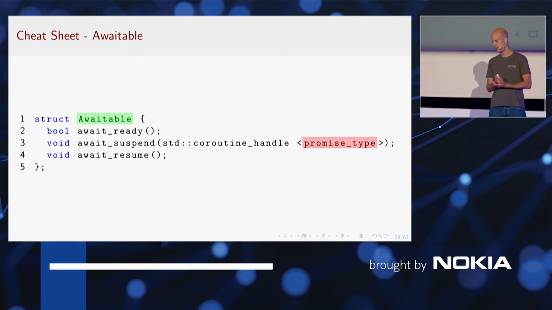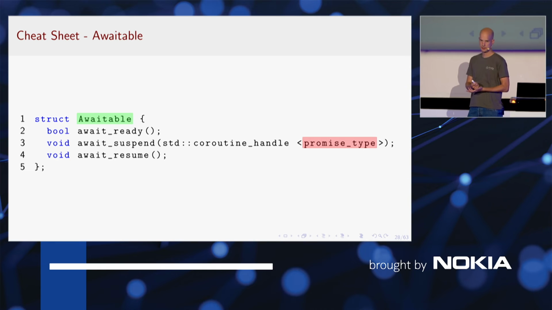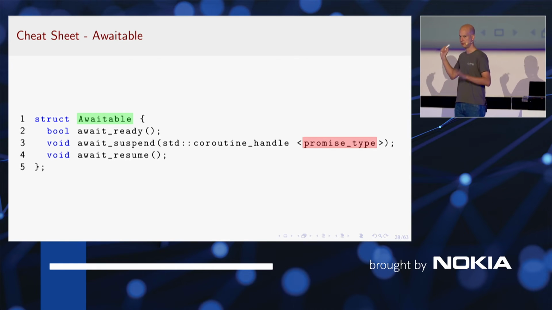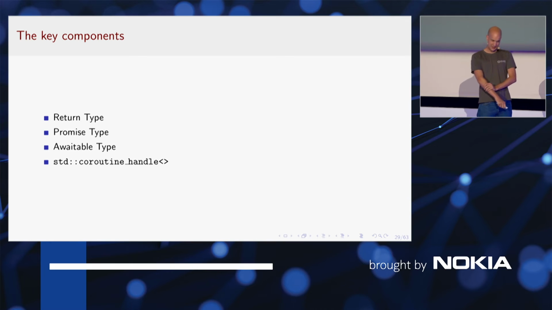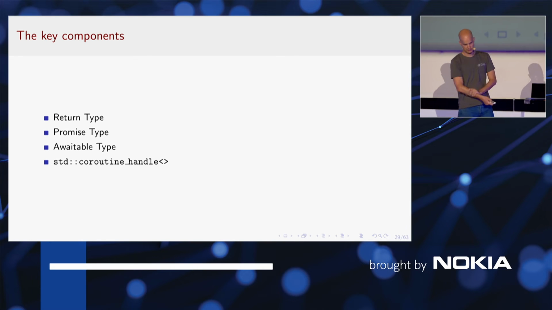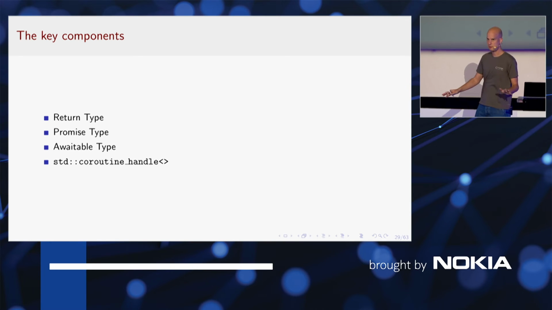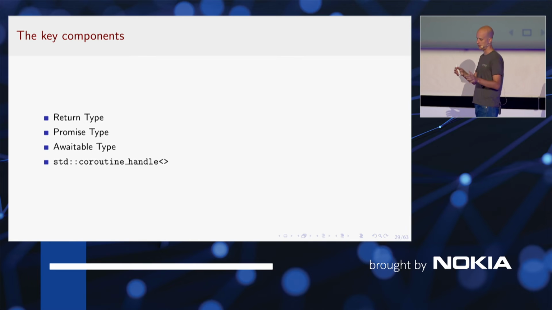This is the cheat sheet for the awaitable. This is just the three functions, and hopefully by looking at the names, you can roughly recall what they're doing. So that was a lot of stuff. And I don't expect you to remember all the details of what I've just bombarded you with. The important thing is to remember the rough responsibilities.